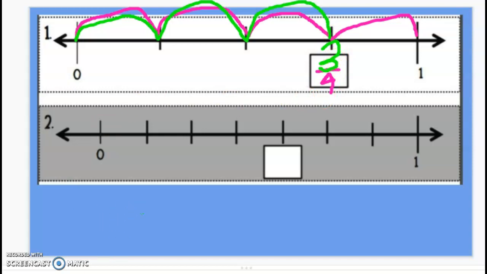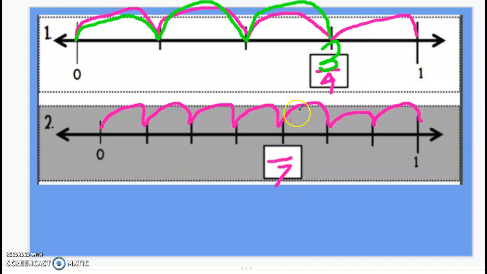Okay, let's look at our next one. What's the first step in doing this? Figuring out your denominator. If that's what you said, awesome job. Okay, we have to figure out our denominator. And how do I figure out my denominator? I'm going to count the spaces. Good job. 1, 2, 3, 4, 5, 6, 7. So I have 7 spaces.